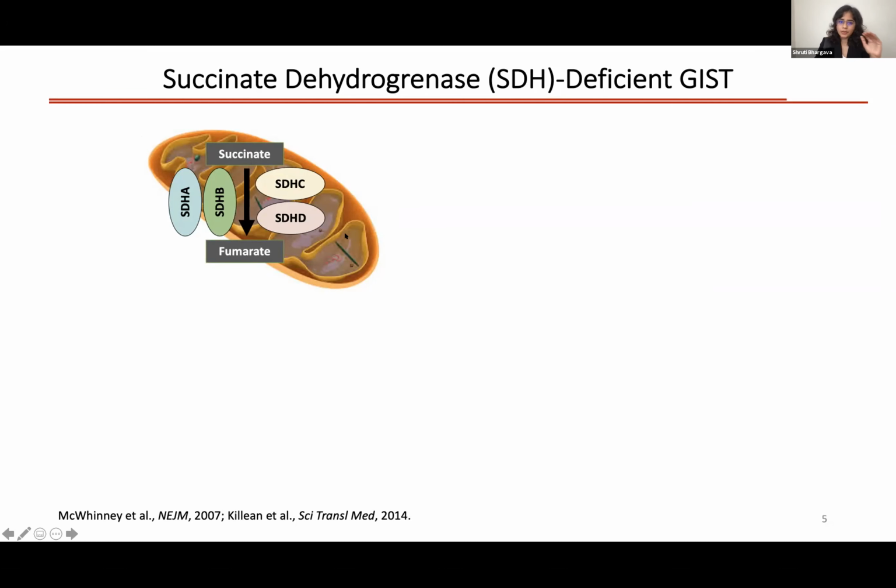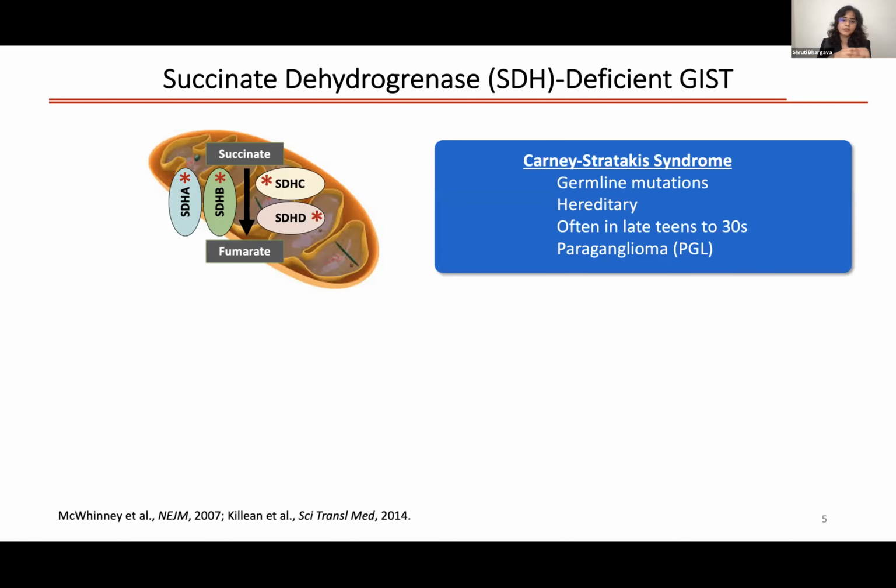There can be various ways by which succinate dehydrogenase can be inactivated in a cell, which can then lead to GIST formation. I'll be talking about 2 of these. One is a mutation in any of the 4 subunits, and these are germline mutations. They can be passed down generations, that is, they are hereditary, and are often found in Carney-Stratakis syndrome, wherein we also find the presence of paraganglioma along with GIST in these patients.